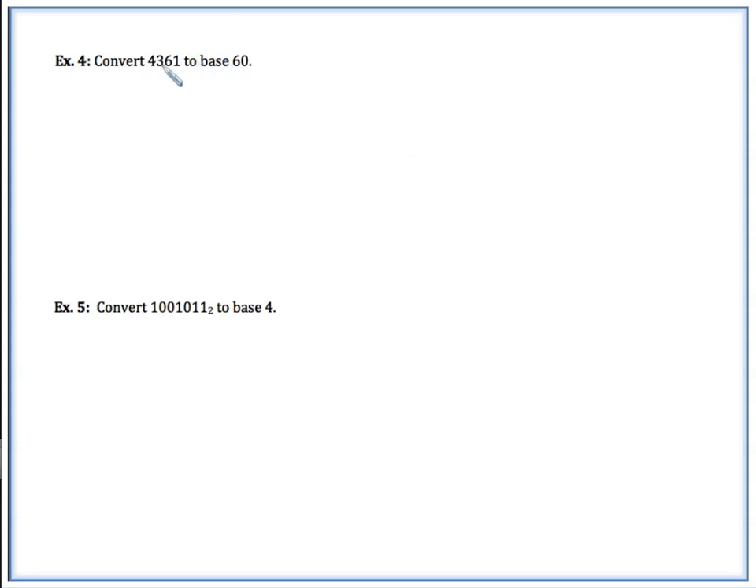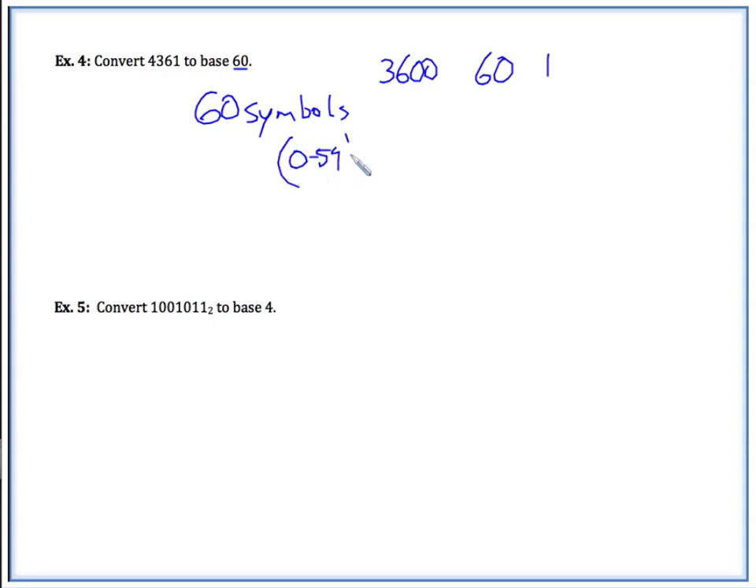All right, in our next example, we have converting 4,361 into base 60. Okay, so if we were going to do this, we would have 1, 60, 60 squared is 3,600, and if we go any larger, then it won't work. Now, we're not actually going to complete this, because to do this, we would have to have 60 symbols going from 0 through 59. Now we don't even have that many letters in our alphabet. We would have to come up with other symbols to do this. So this would actually not be feasible to complete.